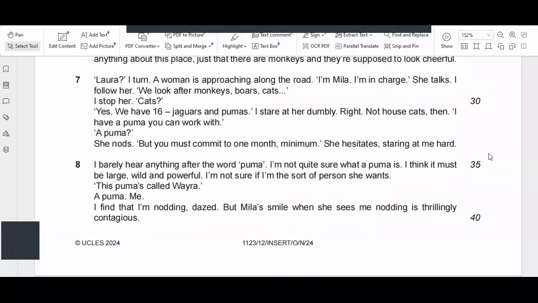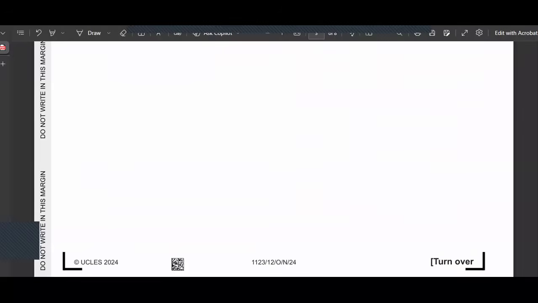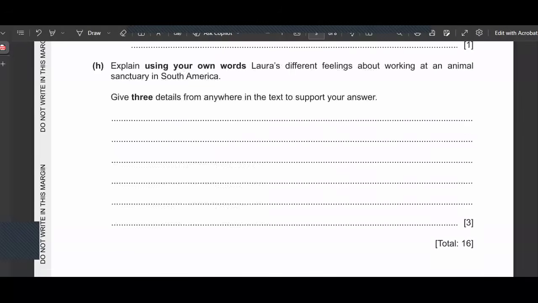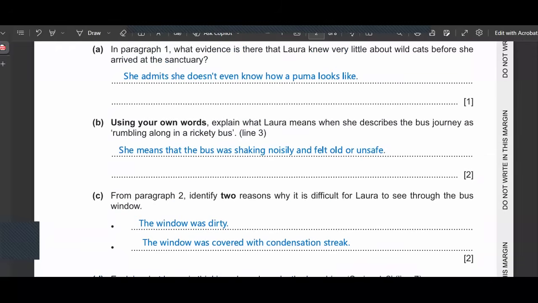So, for your question number one, the answer which you stated, there is evidence that your answer is correct. What is it? In paragraph number 8, I'm not quite sure what a puma is. So, for question number 1, part A, we stated the answer that she admits that she does not even know what a puma looks like. So, we can get a sense of relief that our answer is correct.